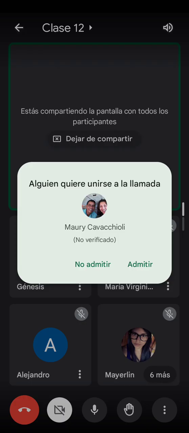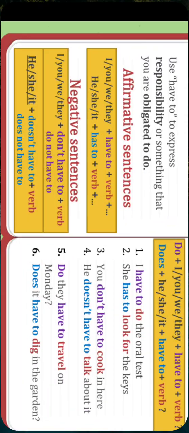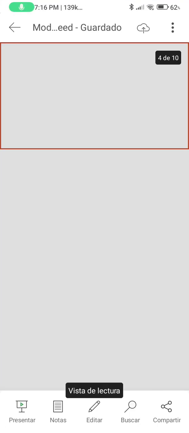Now, if we have she, for example, we need to use has to. So she has to, and here we have the verb look for. After that we use the complement. So she has to look for the keys. Okay, and that's it. Did you understand that?